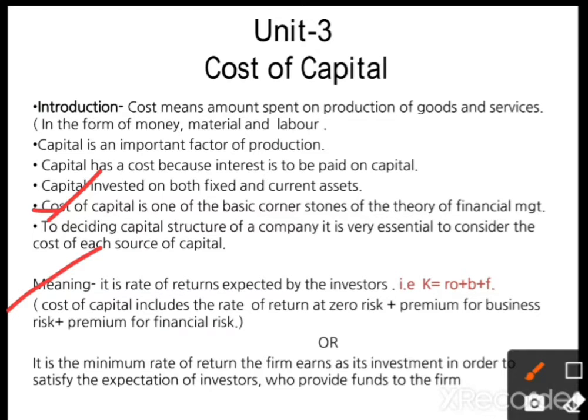K means cost of debt, Ro means cost of capital including the rate at zero risk. R means the rate at zero risk, B means premium for business risk, and F means premium for financial risk. Next, one more meaning. It is the minimum rate of return the firm earns on its investment in order to satisfy the expectations of investors who provide funds to the business.